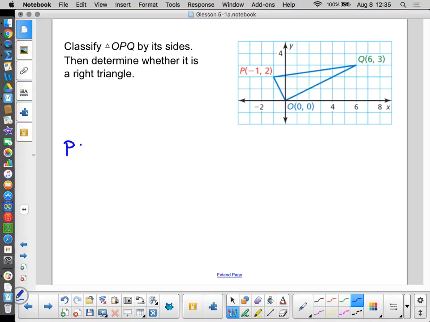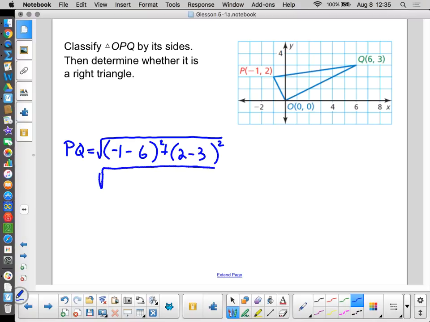So let's start by finding PQ. And again, we're always going to label what it is we're finding. Start with our distance formula and fill in our blanks. The x-coordinates are -1 and 6. The y-coordinates are 2 and 3. And we simplify. -1 minus 6 is -7 squared. 2 minus 3 is -1 squared. So that's 49 plus 1, so square root of 50. That's PQ.